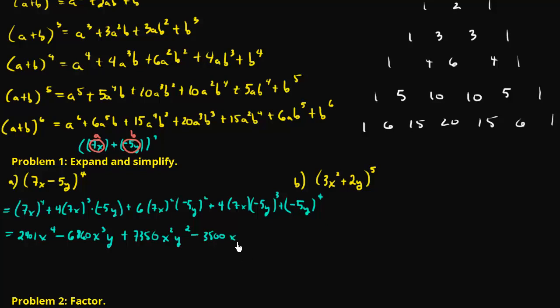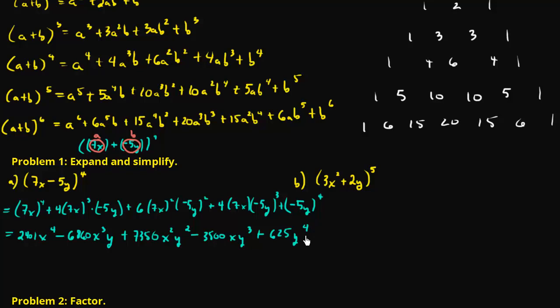This will have one factor of x and 3 factors of y, so we'll have x times y to the power of 3. And then the last term is going to be positive because I'm raising negative 5y to an even exponent. So I'll have 5 to the power of 4, which is 625, positive 625 y to the power of 4.